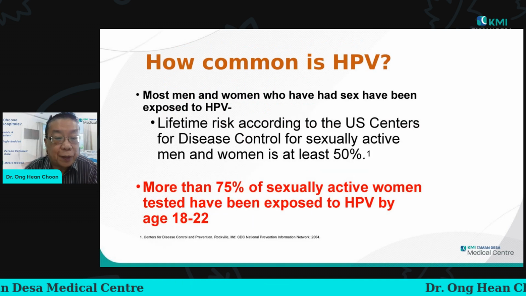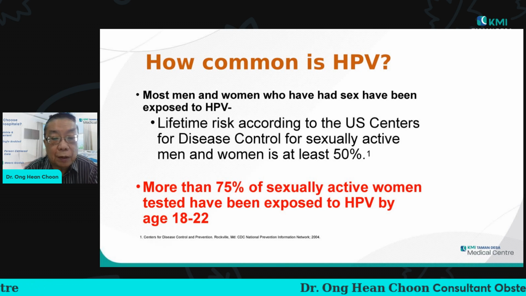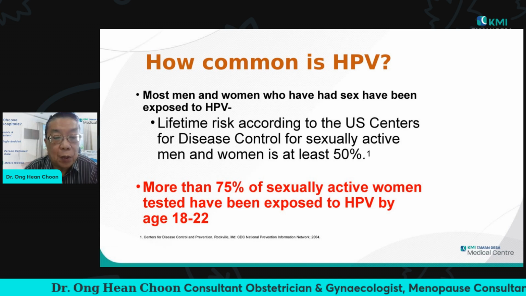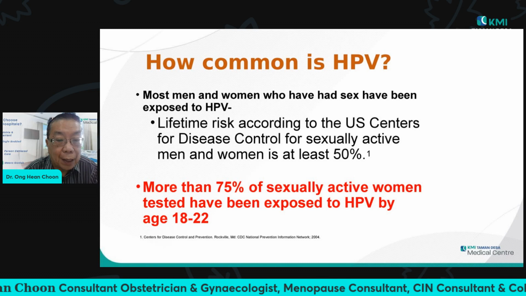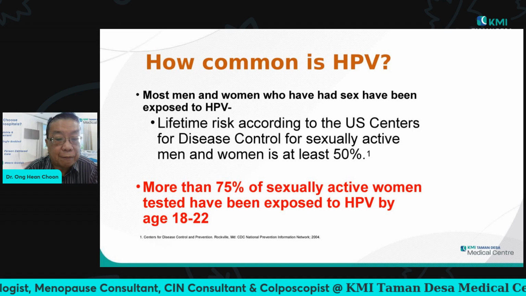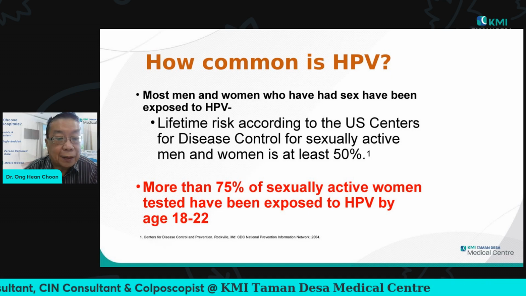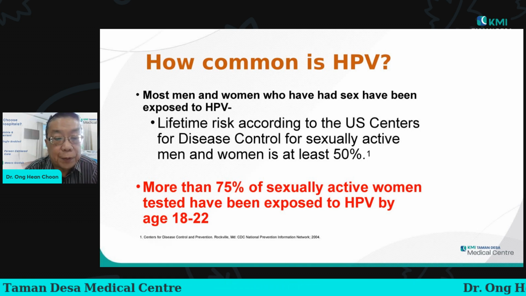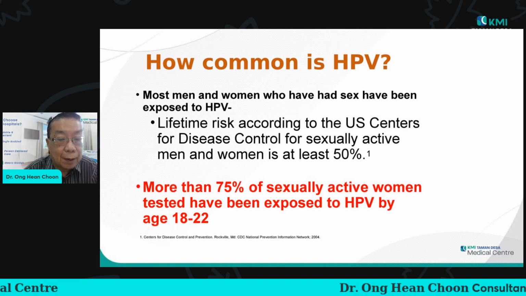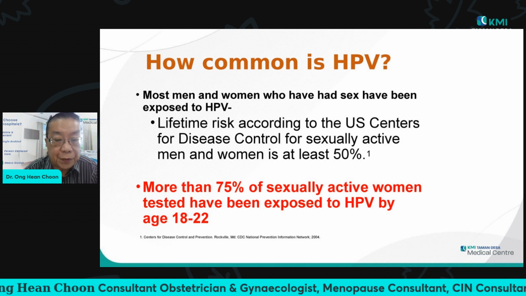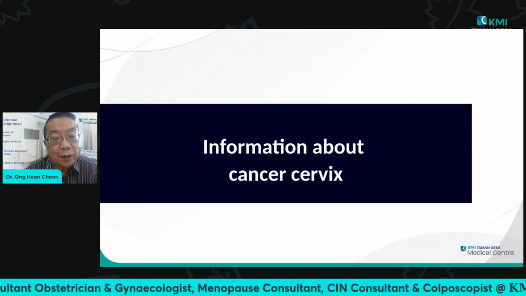How common is HPV? According to the US CDC, at least 50% of sexually active men and women will have HPV in their lifetime. In most studies, more than 70 percent of sexually active women, by the time they are 18 to 22, would already have HPV in their cervix. This is how common HPV is.